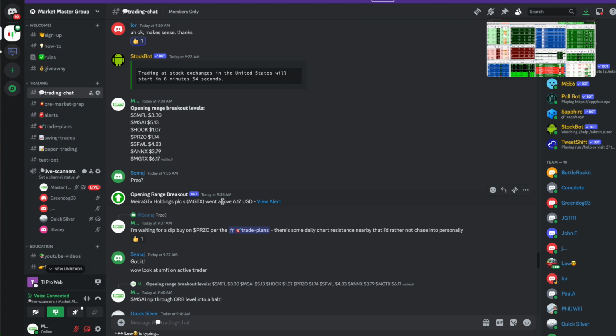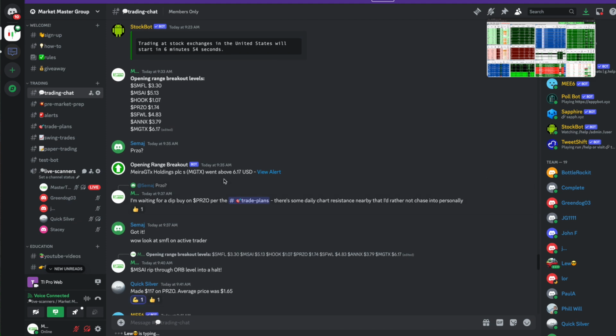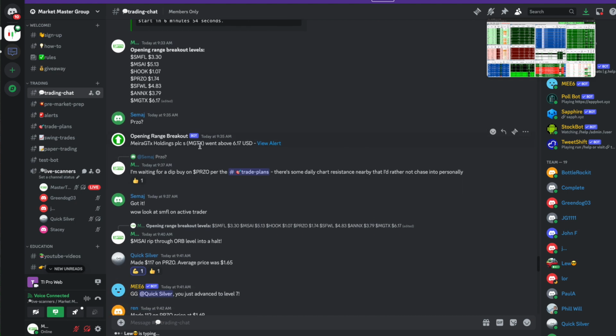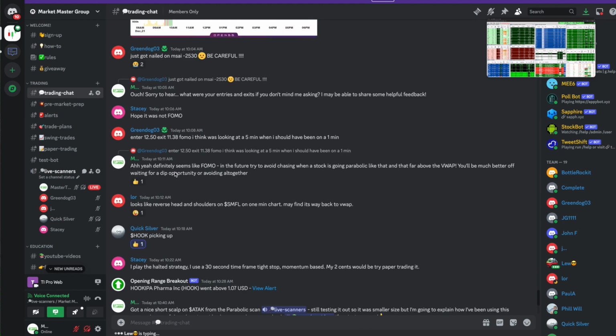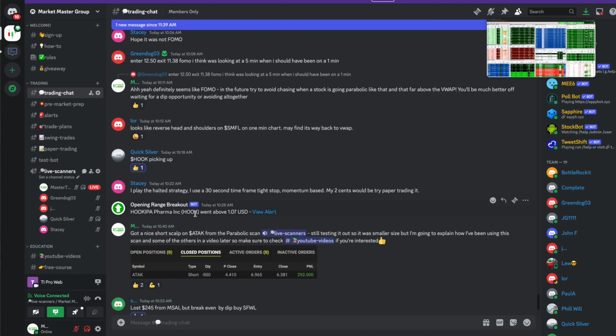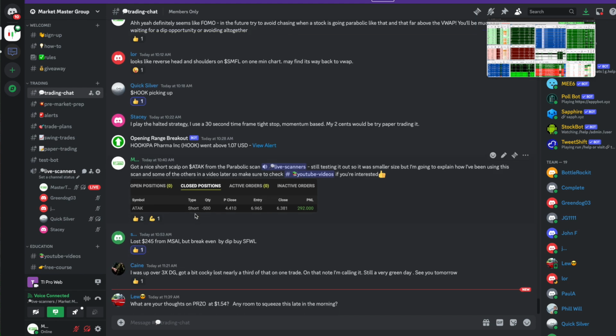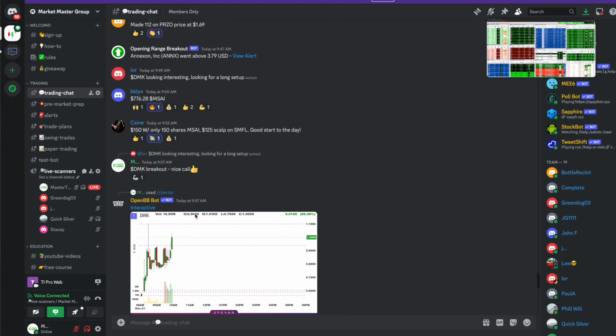I'm still making some tweaks and adjustments to the bot, but so far today we had a few solid scalp opportunities from the opening range breakout bot, posting those breakouts when they happened. We had MGTX, we also had ANNX, and then we had HOOK as well. So if you're in the group, make sure to keep an eye out for that bot as well. I'm really excited about that new feature, and I think that we're going to have some really solid trade opportunities from it.